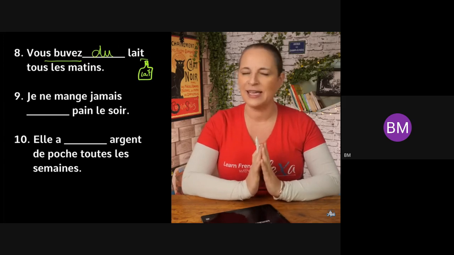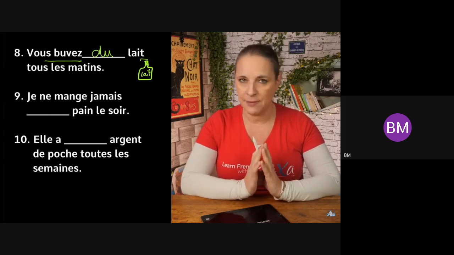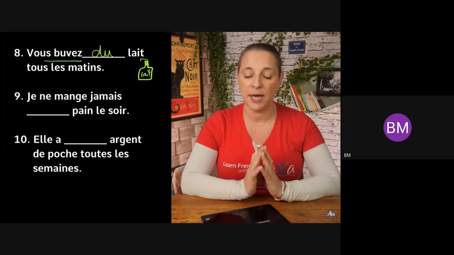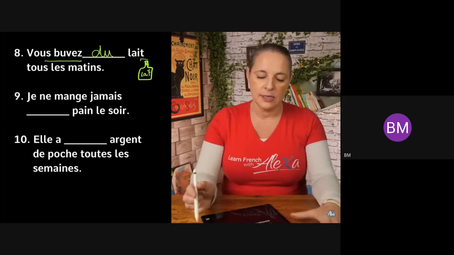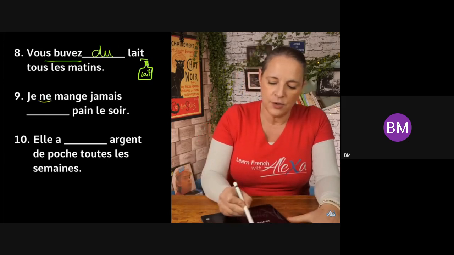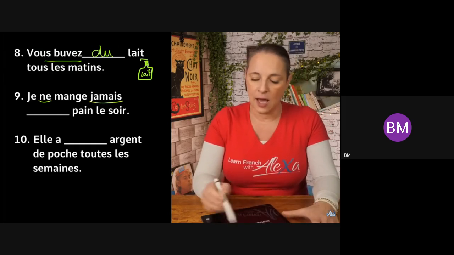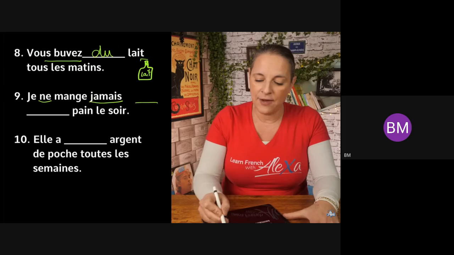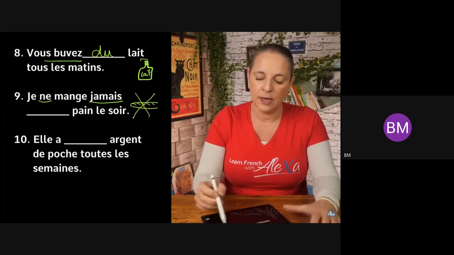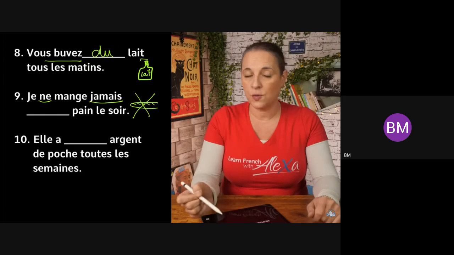Oh, this one. I can see a negation. Can you see it? Je ne mange jamais, and then something, pain le soir. Okay, so we want to have a look at that. Ne jamais, never. And manger is to eat. So, I never eat bread. Okay. In the evening, le soir.